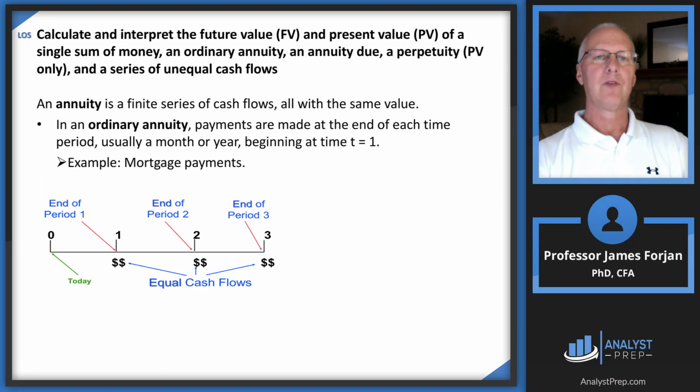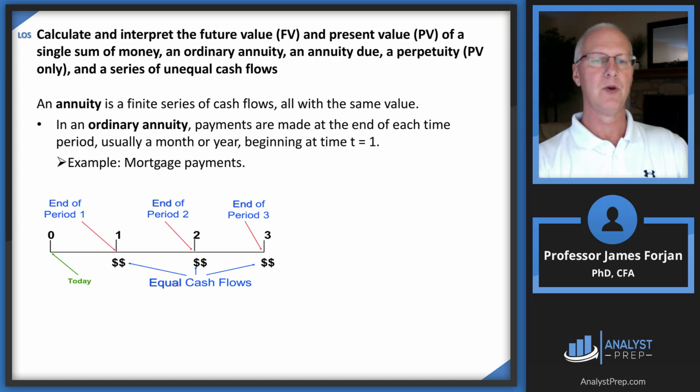The next LOS asks us to calculate and interpret future values and present values of a single sum, an ordinary annuity, an annuity due, a perpetual annuity, and a series of unequal cash flows. Let's go ahead and start with some definitions. First of all, an annuity is a series of consecutive, equal payments. And there are a couple of different kinds of annuities.